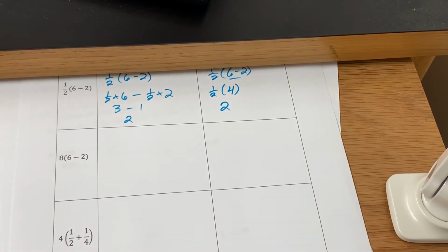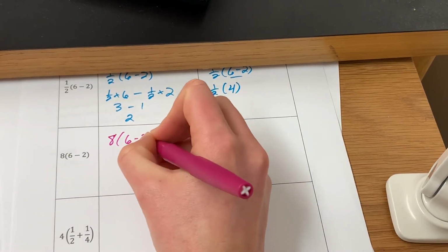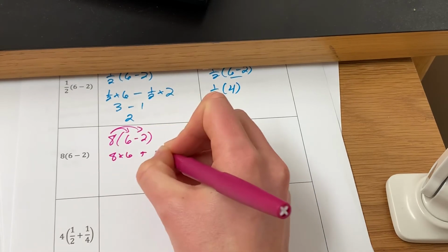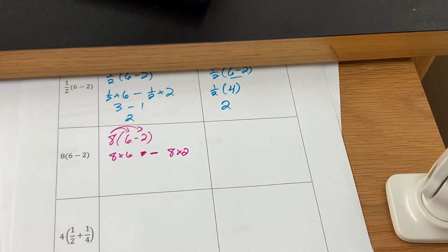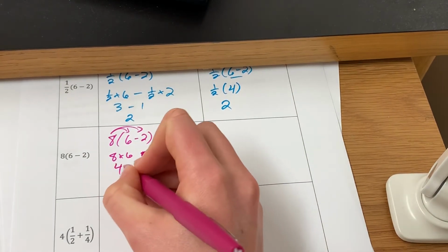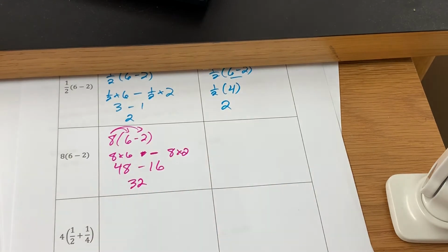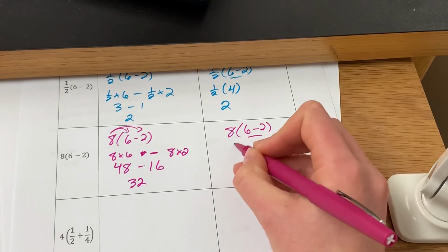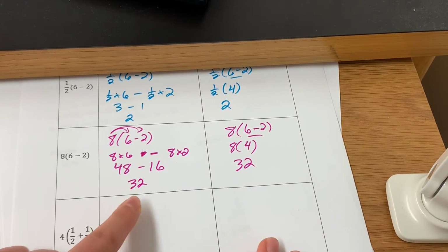8 times 6 minus 2, so we've got the 8 on the outside. Multiply in. 8 times 6 plus, minus 8 times 2. Whoops, I almost made a big mistake there. So it's 48 minus 16, which is what, 32? Let's check my answer by using order of operations. 8 times 4 is indeed 32, so I know I was correct.